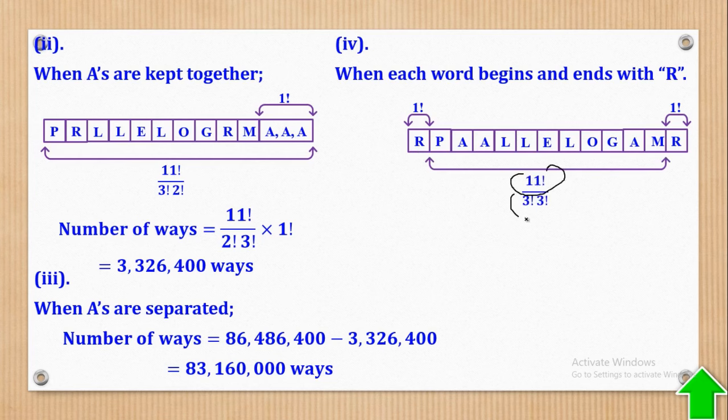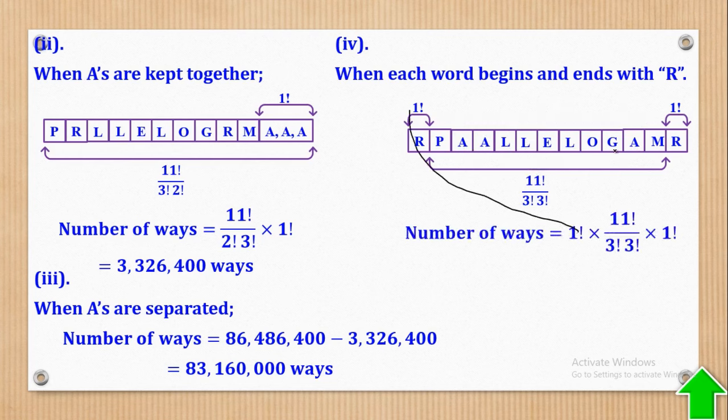11 factorial over 3 factorial, 3 factorial. Now 11, because there is 1, 2, 3, 4, 5, 6, 7, 8, 9, 10, 11. Then 3 is because there is 1, 2, and 3. Then also another 3 is because there is 1, 2, and 3. Therefore, the total number of ways will be this times this times this to give you that.